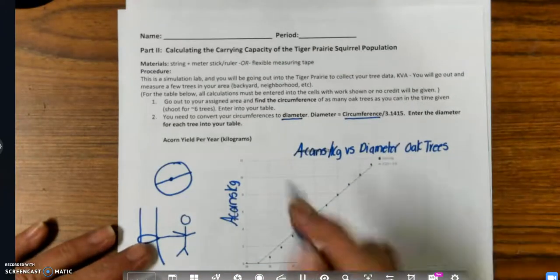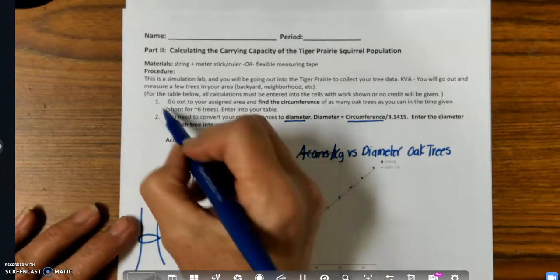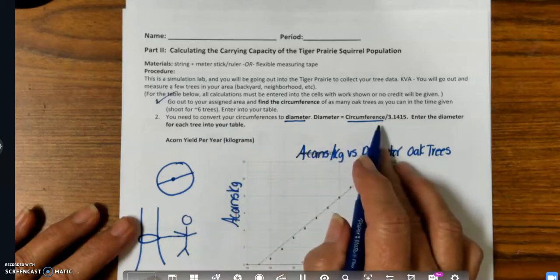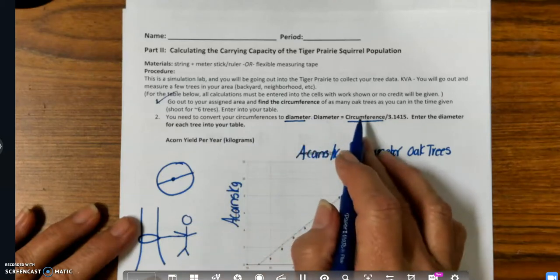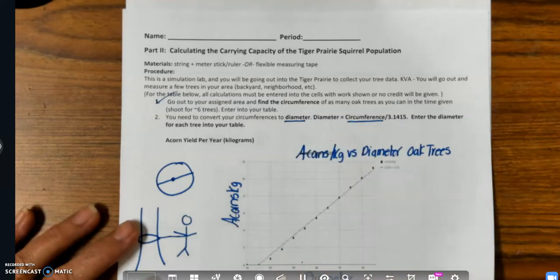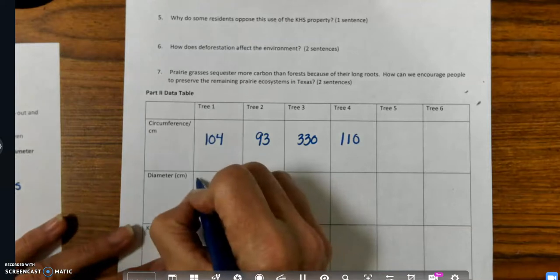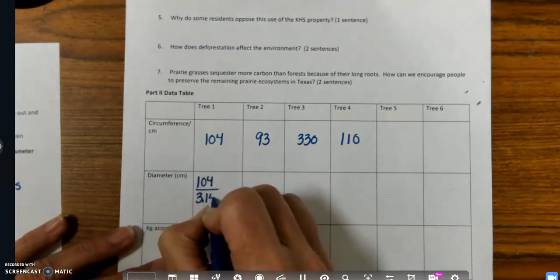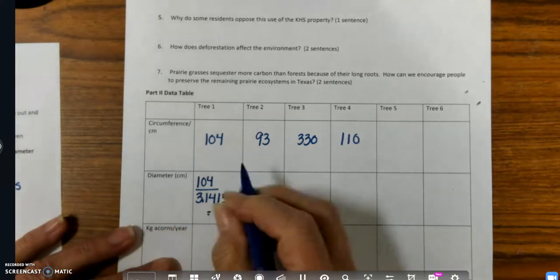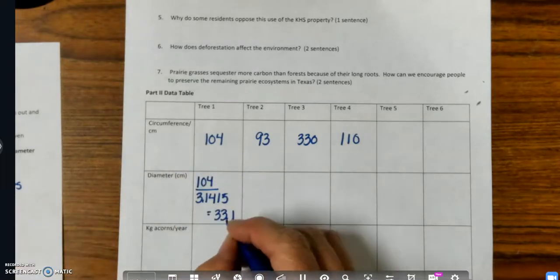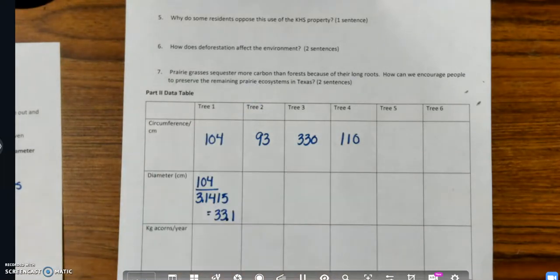All right, so if we look at this, we went and did our circumference. We're going to check, right? Now, we need to convert circumference to diameter. So what we do is we take our circumference, we divide it by pi, and that will give us our diameter. So you're going to go to each one. I'm going to take my circumference and divide it by 3.1415, and that equals 33.1 centimeters. That is the diameter of a tree that has a circumference of 104 centimeters.